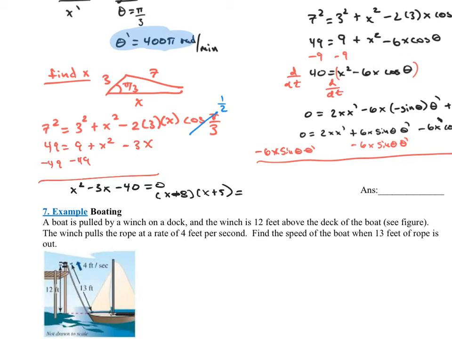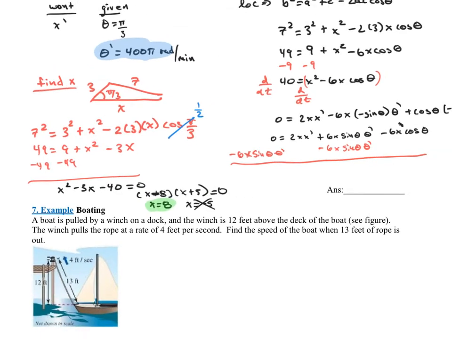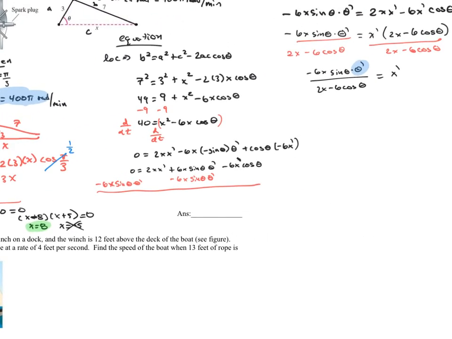Don't those work? x minus 8 and x plus 5. So the first one would give me x equals 8, and the second one would give me x equals negative 5. Well, the negative makes no sense because we're talking about the length of something here. So I was finally able to find out what x is. x is 8 in this equation. So we know what x is.